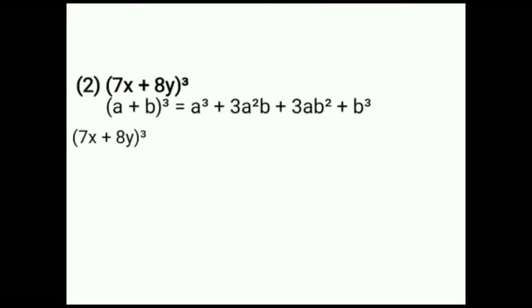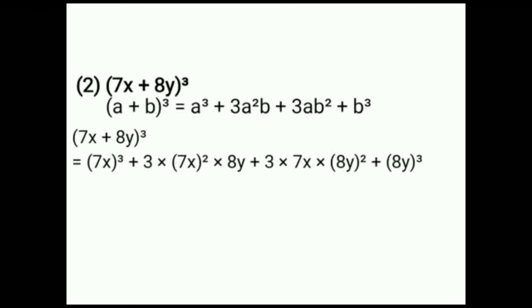(7x + 8y) the whole cube is equal to (7x) cube plus 3 into (7x) square into 8y plus 3 into 7x into (8y) square plus (8y) cube. In place of a cube, I wrote (7x) cube. In place of 3a square b, I wrote 3 into (7x) square into 8y. In place of 3ab square, I wrote 3 into 7x into (8y) square. In place of b cube, I wrote (8y) cube.